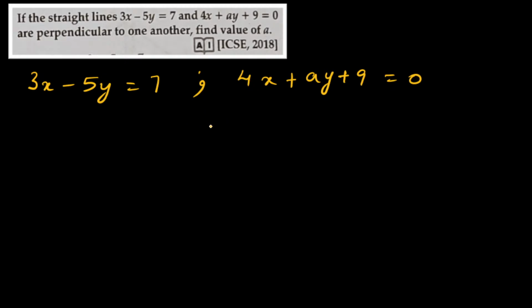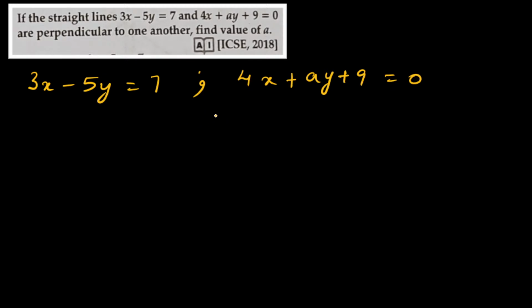Next question: if the straight lines are perpendicular to each other, find the value of A. This question is similar to the one we have done previously. Two lines are there: 3x minus 5y is equal to 7 and 4x plus ay plus 9. These two lines are perpendicular to each other.